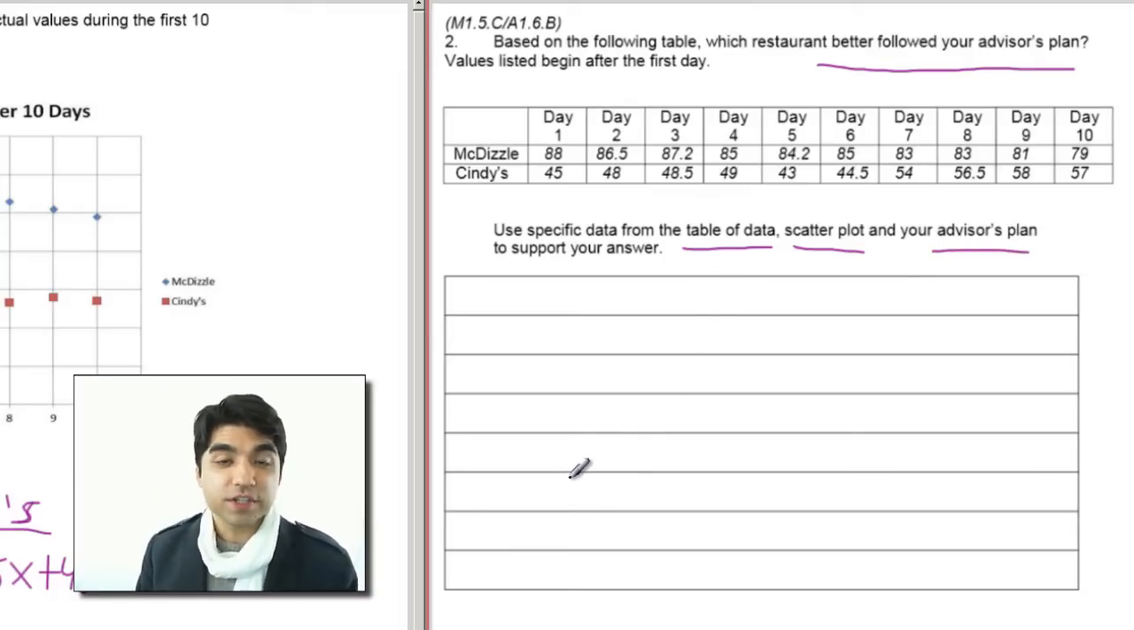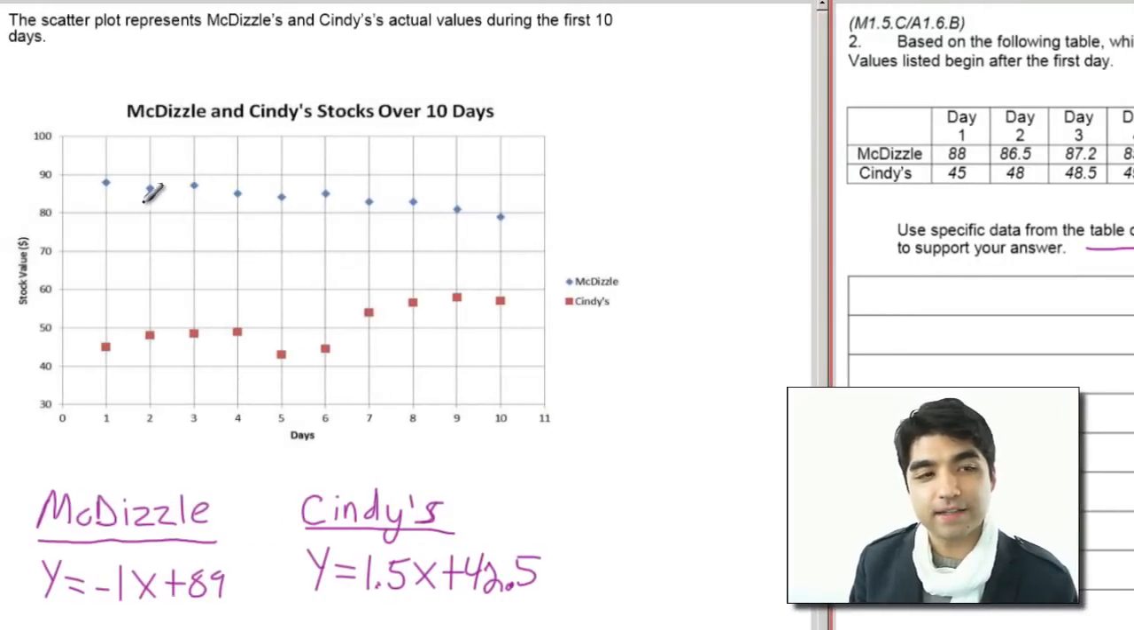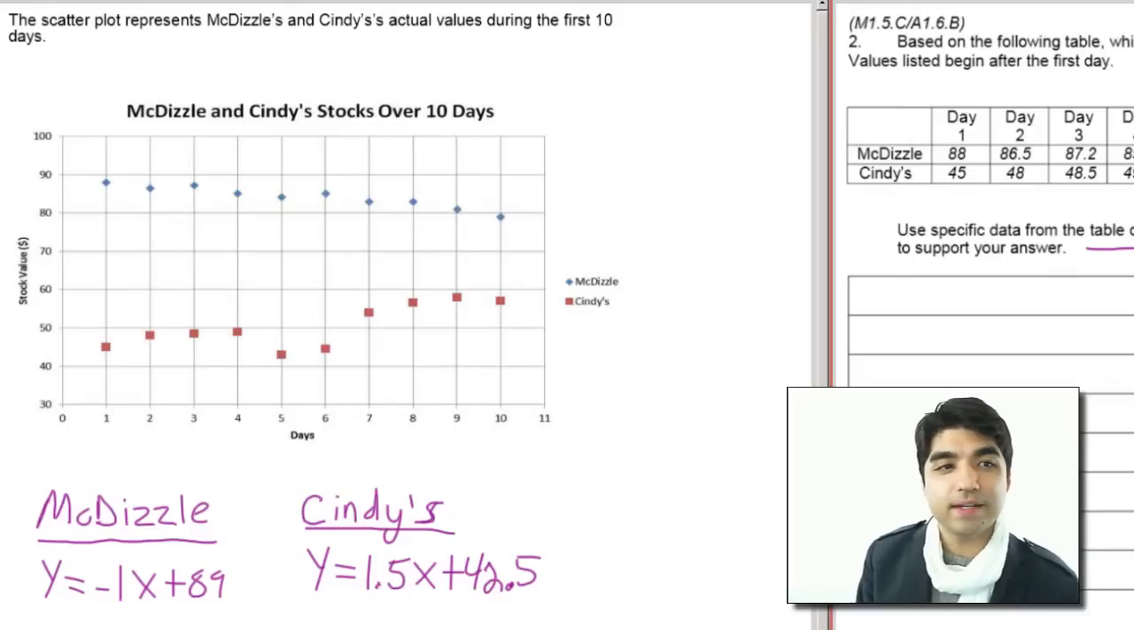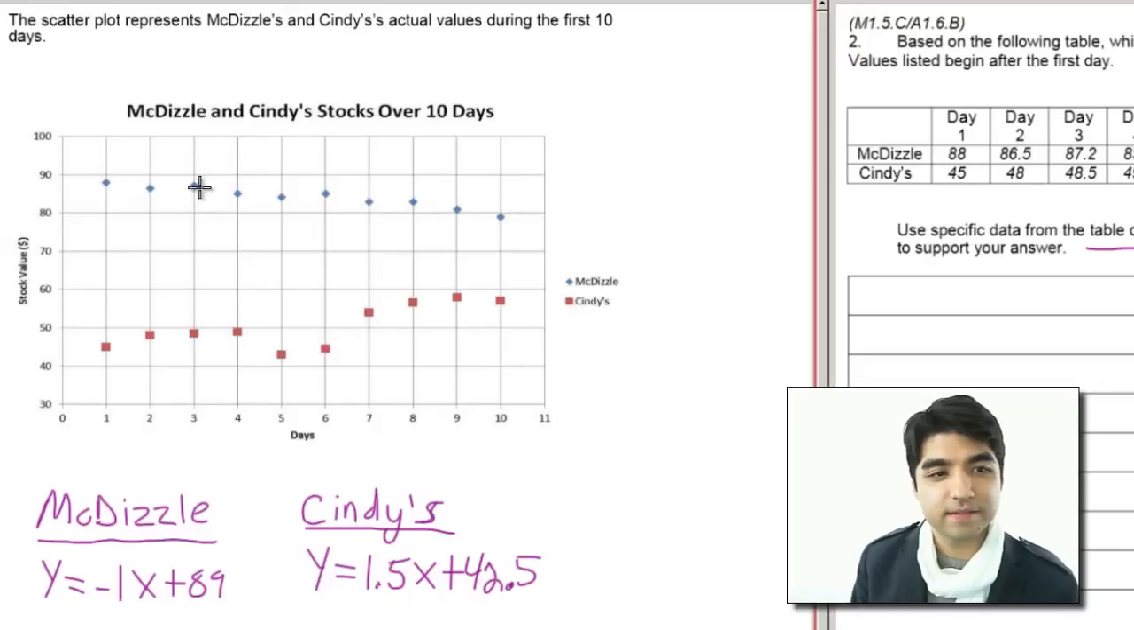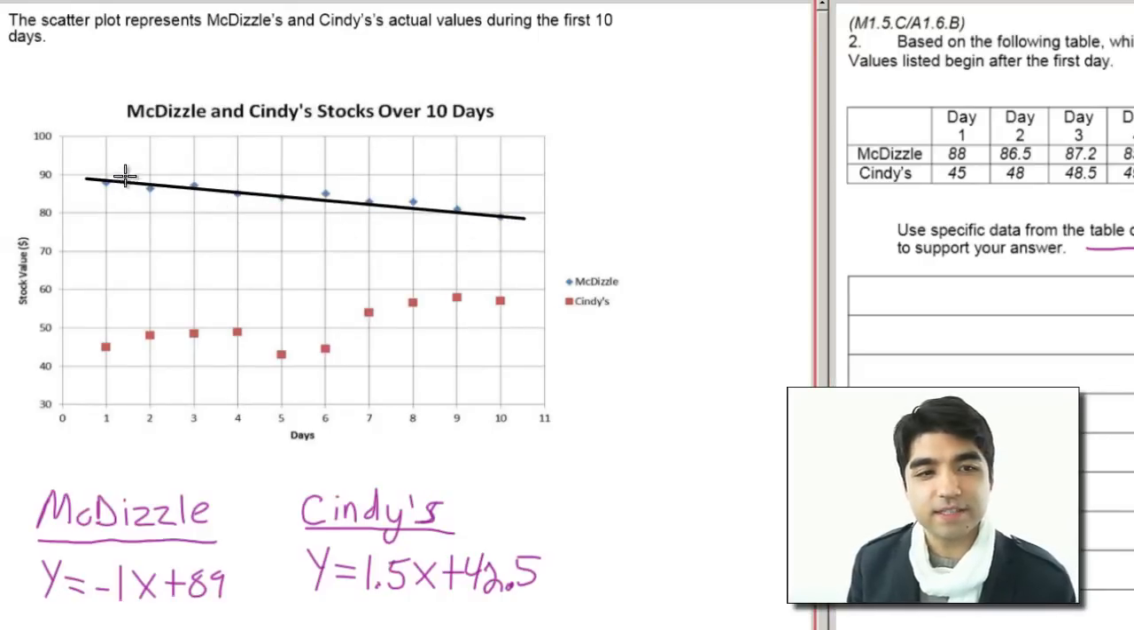Okay, what's interesting about this question is that you could actually make a case for either one restaurant following the plan better. Because if you look at the scatter plot, it looks like mcdizzle is following the plan better because it goes down more consistently. Let me make a little line. See how all the data values are nice and consistent? Whereas look at Cindy's, it's kind of all over the place.